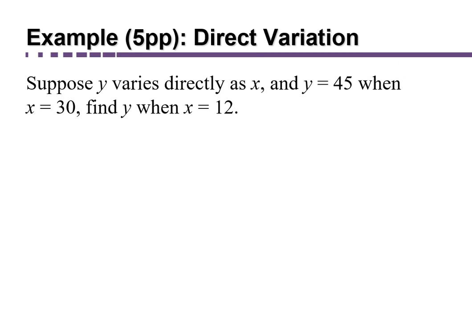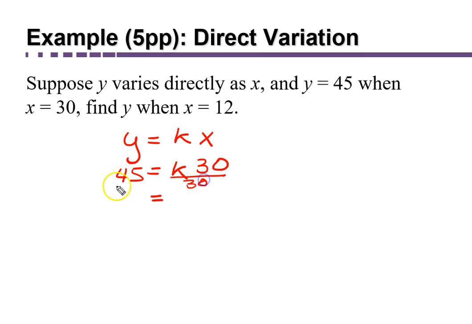Okay, step 1. This is a direct variation. This is for example 5. And that equation is y equals kx. Alright, now substitute what y is. Y is 45. We don't know what k is, and x is 30. Now, solve for k by dividing both sides by 30. And we get k, which can simplify into 3/2. Now we're going to write our new equation of direct variation, which will be y equals, we have found what k is, which is 3/2, and then x.